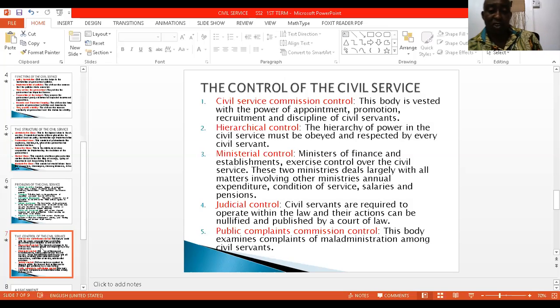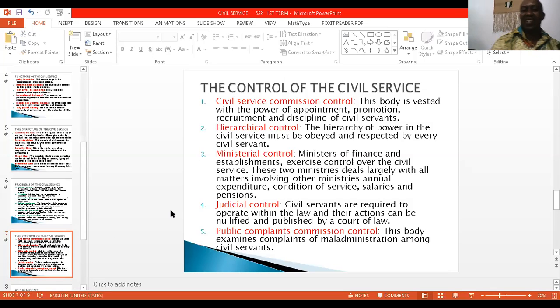Public Complaint Commission control. We have the ombudsman. That's what we call them in Nigeria. In West African countries, we call them ombudsman. That's another name. Public Complaint Commission control. This body examines complaints of maladministration among civil servants. So in case you have any complaint in your various offices, in various ministries, you can table it. You may not go to the police. Just go to the ombudsman, public complaints commission. They will address the issue and know what to do. So based on their control, people are careful in dealing with the civil service or the civil servants.